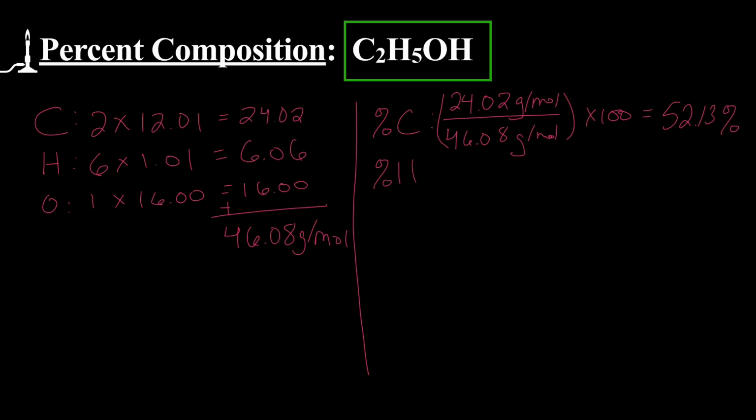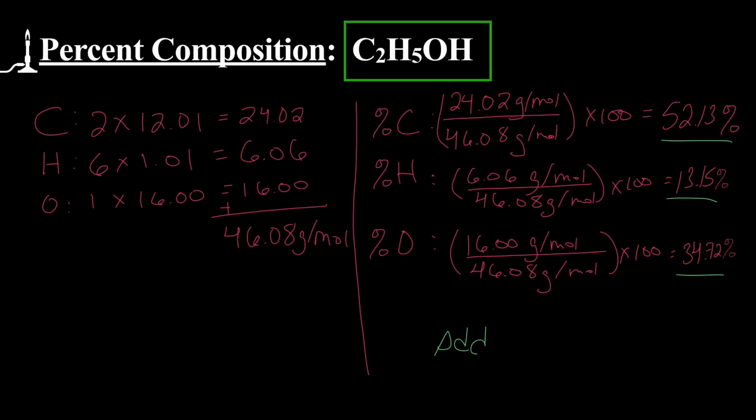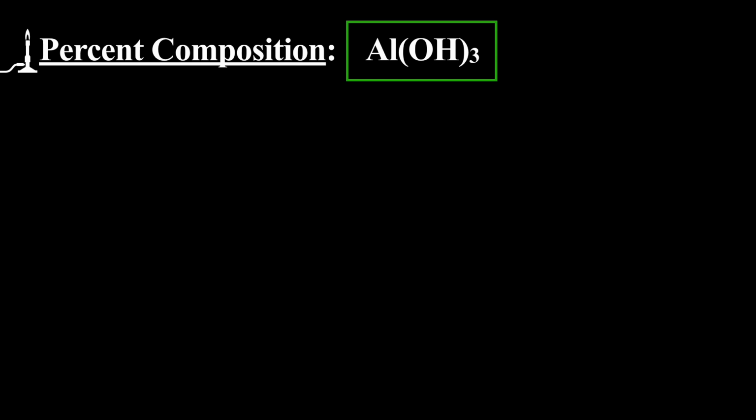Percent hydrogen, I'm going to take the 6.06 grams per mole divided by the 46.08 grams per mole, times 100, I get 13.15%. Percent oxygen, I'm going to take the 16.00 grams per mole divided by 46.08 grams per mole, times 100, and I'm going to get 34.72%. I'm going to see that all of these add up to 100, and they do. Good.